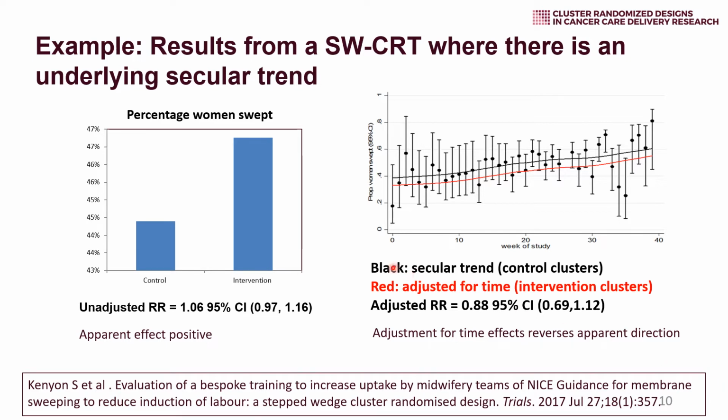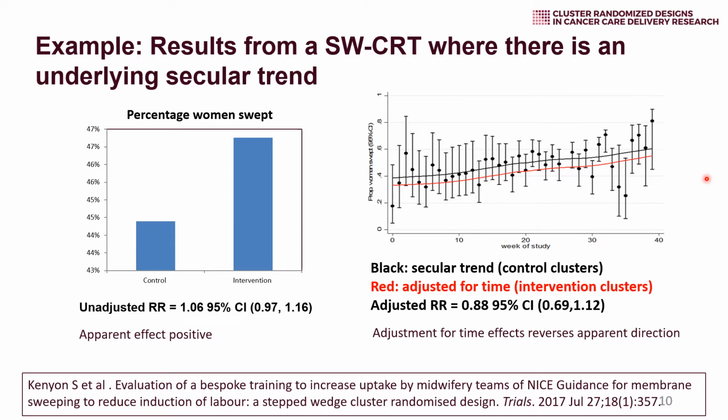So the black in this plot represents what we might call the secular trend in the absence of the intervention. So what's happening to the percentage of women who were swept in the control clusters as a function of calendar time, week of the study. Now we see here that there's a significant and continued positive trend. So the percentage of women receiving a membrane sweep gradually increases over the weeks of the study. And remember, this is in the absence of the intervention, so this has got nothing to do with the intervention. This is just in the control clusters.